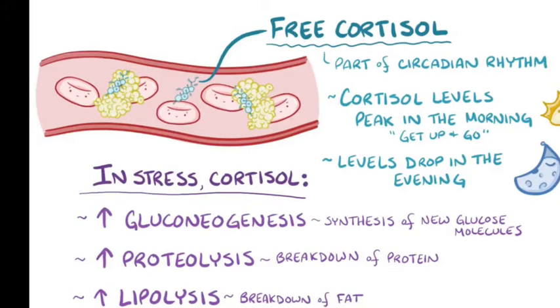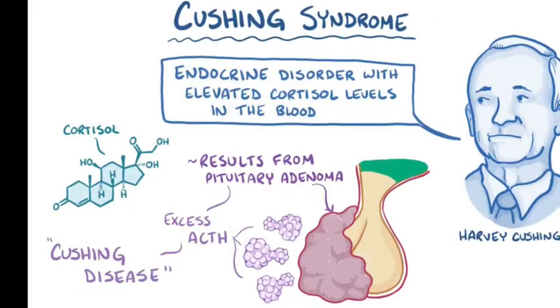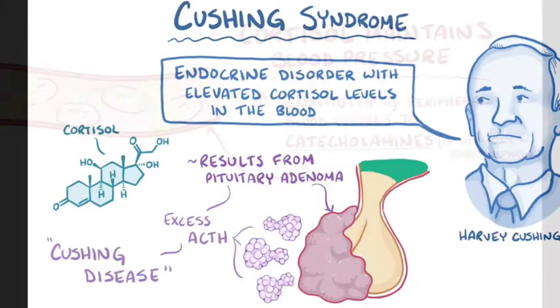In stress, cortisol will induce gluconeogenesis, which increases the glucose production, increases proteolysis, and also lipolysis. Cushing syndrome is an endocrine disorder with elevated cortisol levels in the blood, described by Mr. Harvey Cushing. Cushing disease is when it results from a pituitary adenoma.